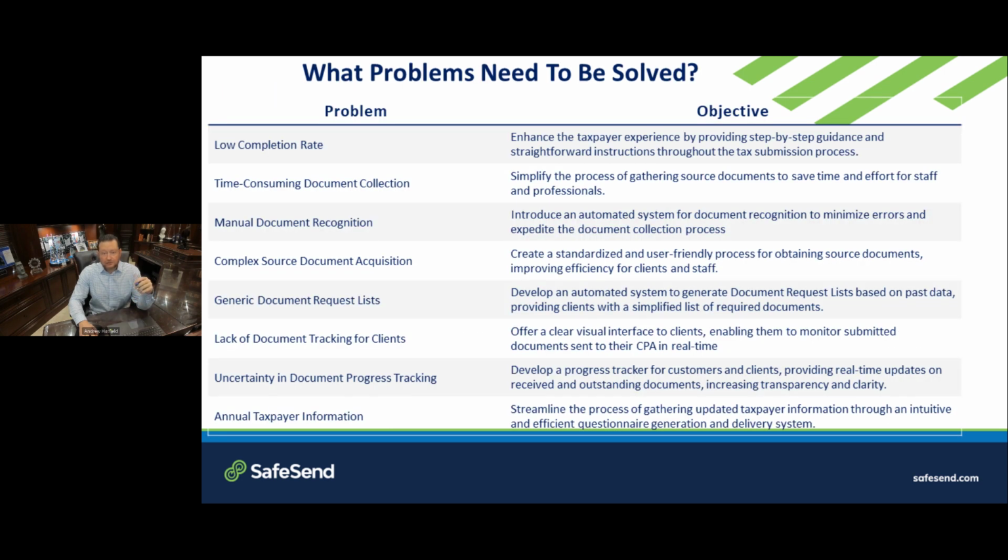I'm not going to go through this whole slide, but this is a really good slide if you take it internally in your firm and you're looking at what problem needs to be solved. So what's the problem with gathering today? Well, maybe you have a low completion ratio. You're not getting all the things you need in a timely manner.